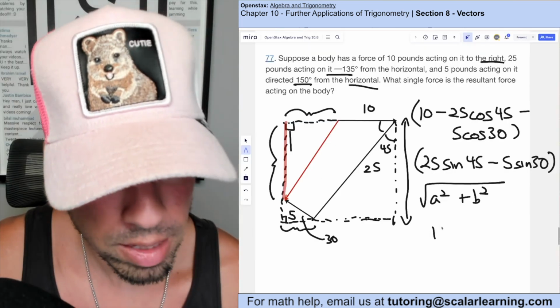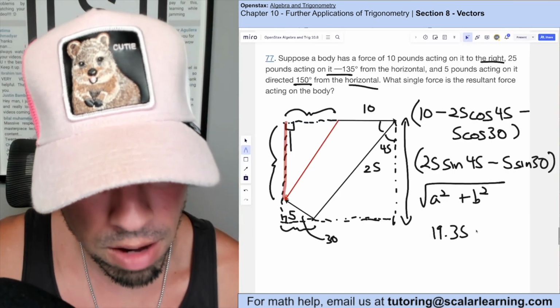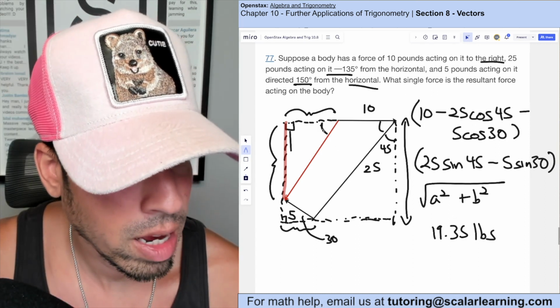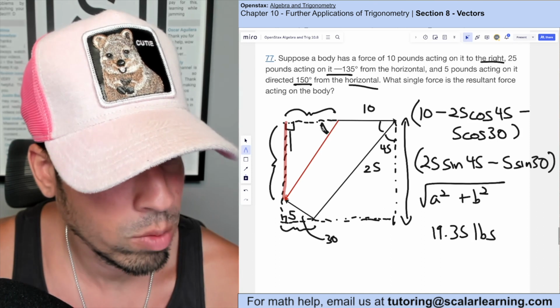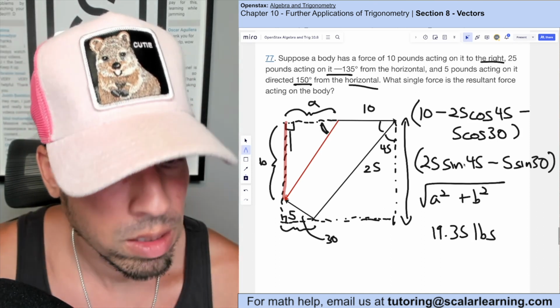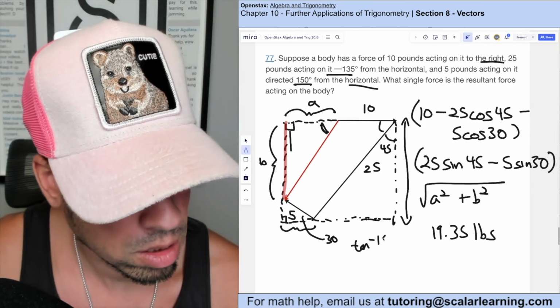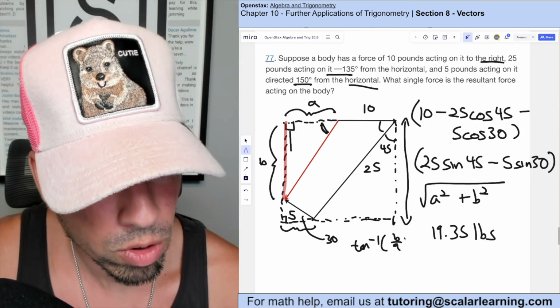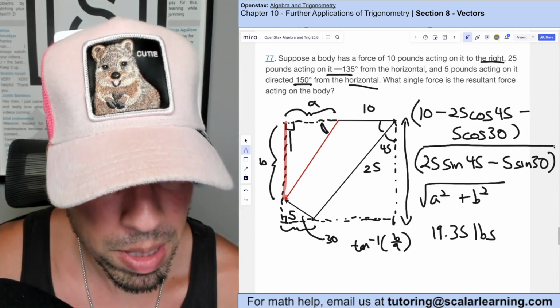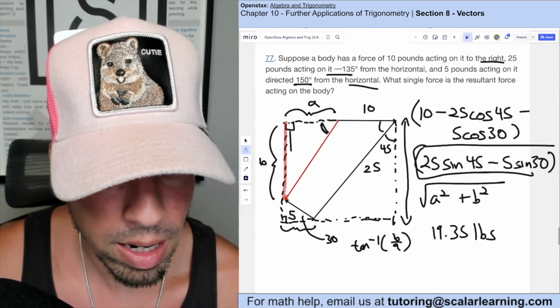So that's 19.35 pounds. And then we need to get the angle. So how can we figure out this angle in here? Well, we can do a cool thing. We can take, if I call this side A and I call this B, right? We can take arc tangent of B over A, right? Opposite over adjacent. And again, remember, this is the B value down here, right? And this is the A value.